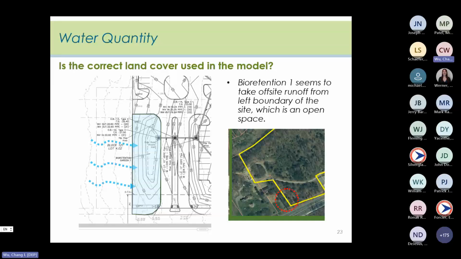So let's look at the aerial photo and the site plan, and we know that it seems correct that the contributory drainage area for bio garden number 1 is pervious land cover.